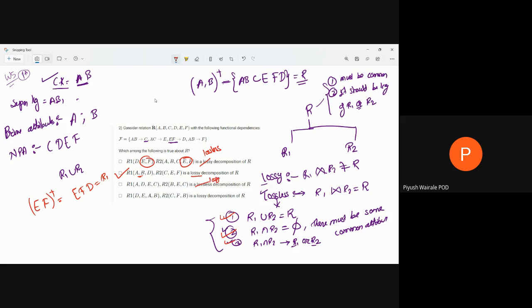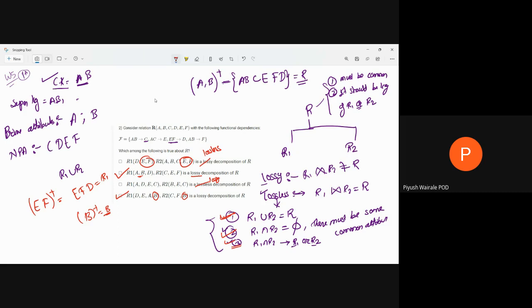Now D, E, A, B, C, F, B. So here A, B, C, D, E, F. So the first condition is satisfied. B is a common attribute, right? Now if I take the closure of B, it is B itself. So it is lossy, right? My third condition is not satisfied. So this one is also correct.